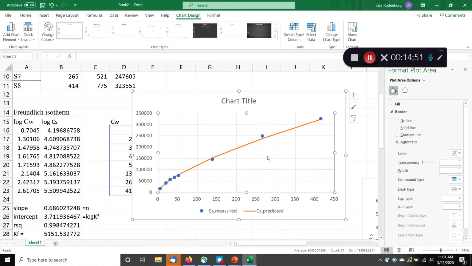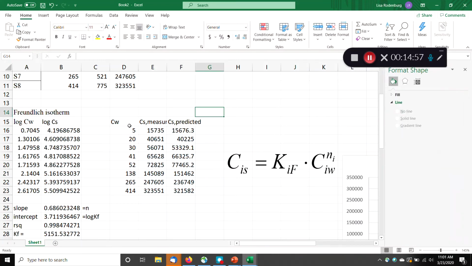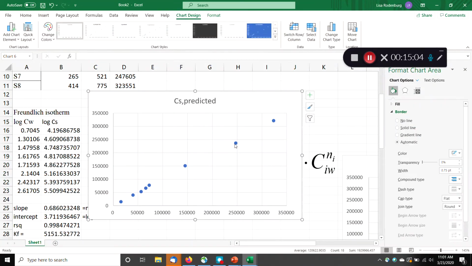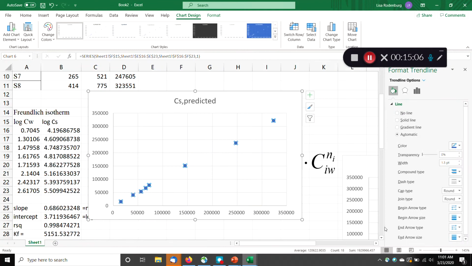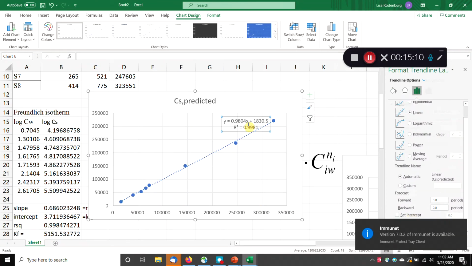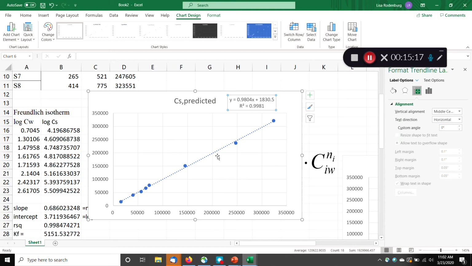That is pretty good. Another way of determining how good the goodness of fit is to just not plot these versus CW, but just plot these versus each other. That should give you a 1-to-1 line, and you can see it's pretty damn close. So our slope is pretty close to 1, and our R-squared is pretty close to 1. So that's telling us that we have a good prediction here. The measured and the modeled are falling pretty close to that 1-to-1 line.